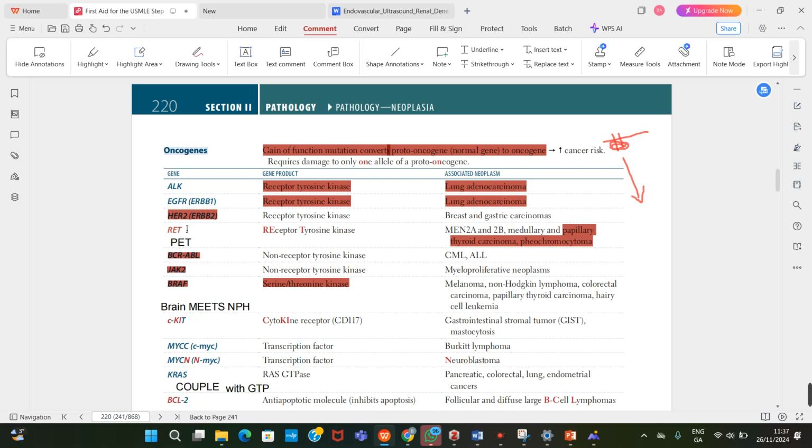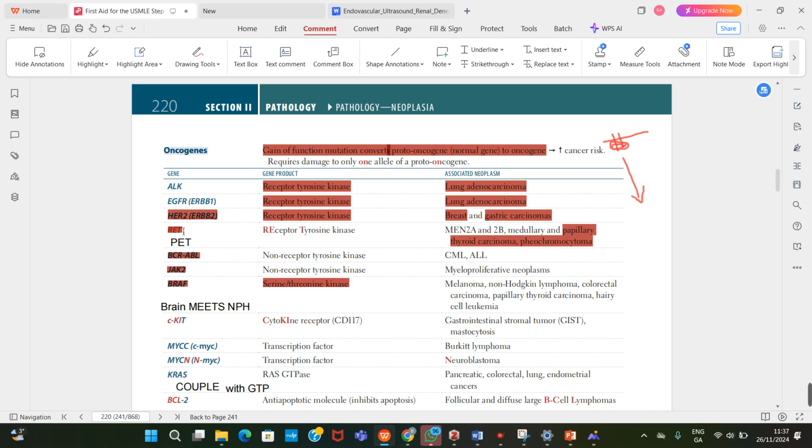The next is HER2, known as ERBB2. So EGFR is ERBB1, HER2 is ERBB2. It is also a receptor tyrosine kinase, but this one is responsible for commonly breast cancer, and it can cause gastric cancer too. So don't forget, HER2 is for breast cancer, and it is a receptor tyrosine kinase. Then the fourth receptor tyrosine kinase that we have here is RET.